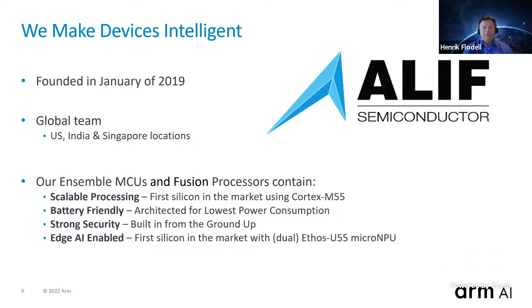What we're trying to achieve with our devices is to pack in as many functions and features as possible on a single monolithic die to essentially create an IoT system on a chip type solution. We include scalable processing features, very battery friendly operation. We've architected all of our devices to be as power efficient as possible from the ground up. Very strong security features, and also, of course, enabling edge AI features. We are the first silicon in the market with the Ethos-U55 micro NPU, and we actually include 2 of these micro NPUs in our solution, and I'll tell you why we do that in a little bit. Can you switch to the next slide?